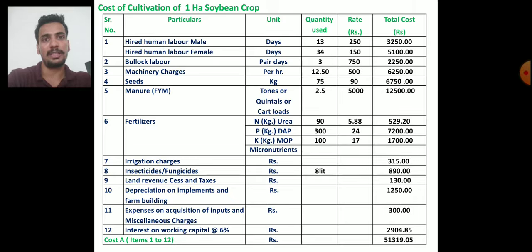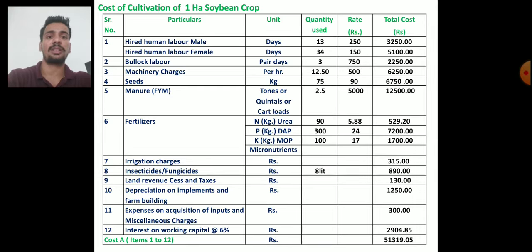1250. Okay. How to calculate depreciation? We have to take 10% of the value of farm implements and farm machineries. So I have taken here 1250 rupees. Next is expenses on acquisition of inputs and miscellaneous charges. I have taken 300 rupees as expenses on acquisition of inputs, meaning bringing the inputs from the market to the farmer's field, and some repairing charges also. The total miscellaneous charges are 300 rupees.